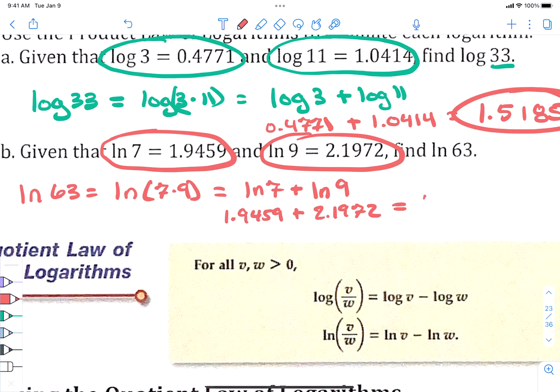I don't know what that is. 4.1431. Okay, 4.1431.